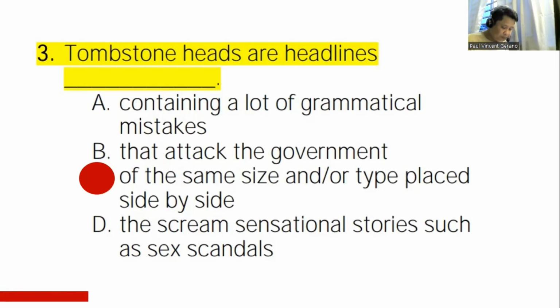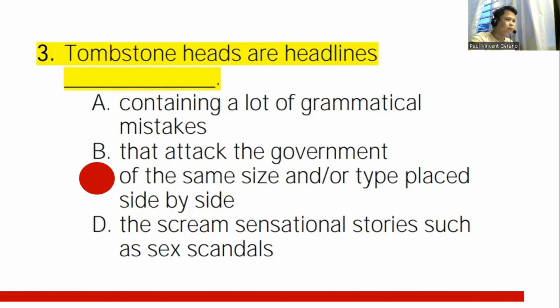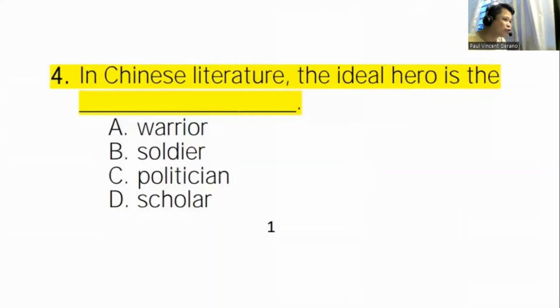Now let's go to question number 4. In Chinese literature, the ideal hero is the A warrior, B soldier, C politician, D scholar. Again, in Chinese literature, the ideal hero is the blank A warrior, B soldier, C politician, D scholar. I will give you time to write your answer in the chat box.